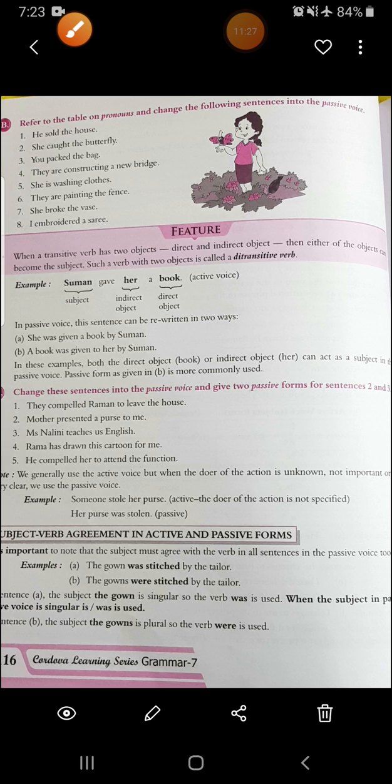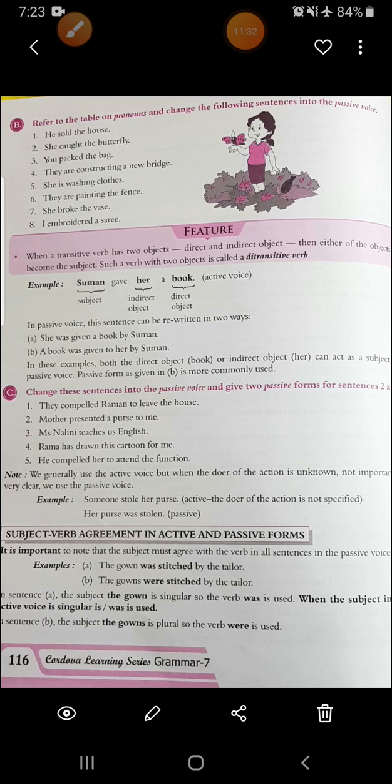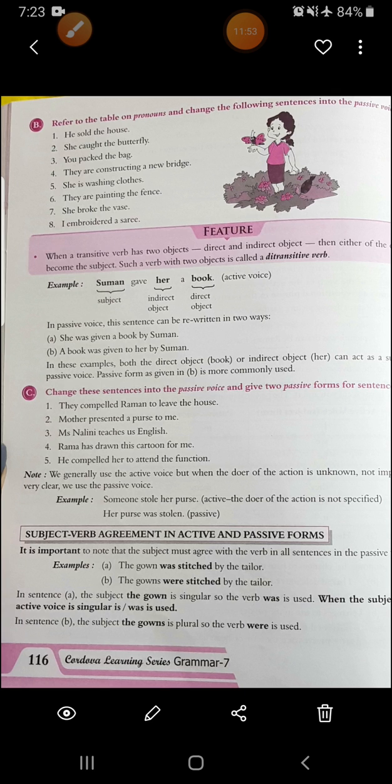So this sentence can be written in two forms. First, let's start with a book. So what will be the answer? A book was given to her by Suman. This will be the first way to write the answer, and then you can write with her. So her becomes she. She was given a book by Suman. Alright. But the first, that is, a book was given to her by Suman, is more common. The other is not too common, but both are correct.